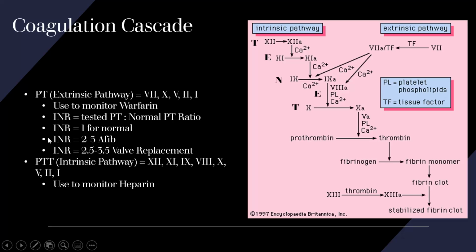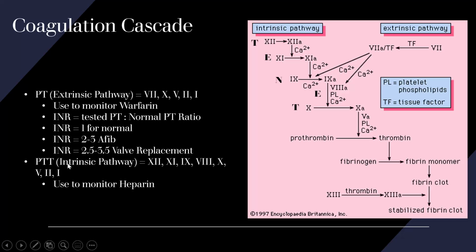Now, this is more of step 2 knowledge, but you want a higher INR for certain types of pathology. So for AFib, you don't want your patients to clot. So your warfarin patients with AFib, you want to target an INR of 2 to 3. And for your warfarin patients with certain types of valve replacements, you actually want it 2.5 to 3.5.